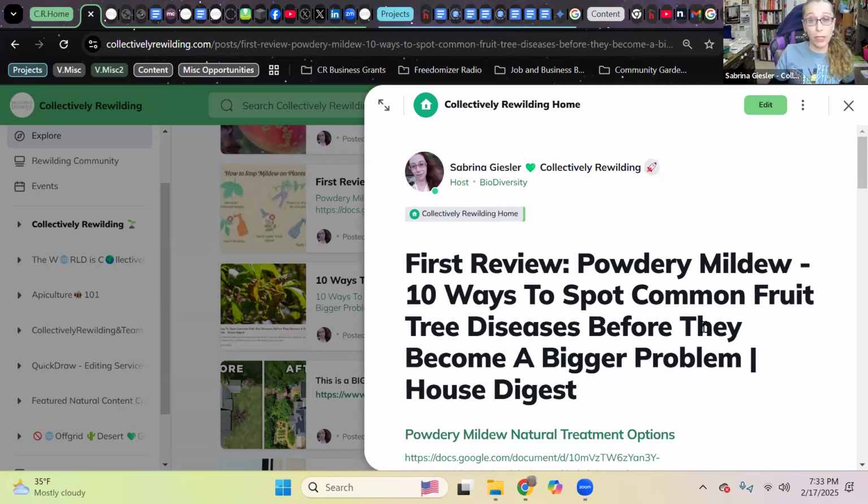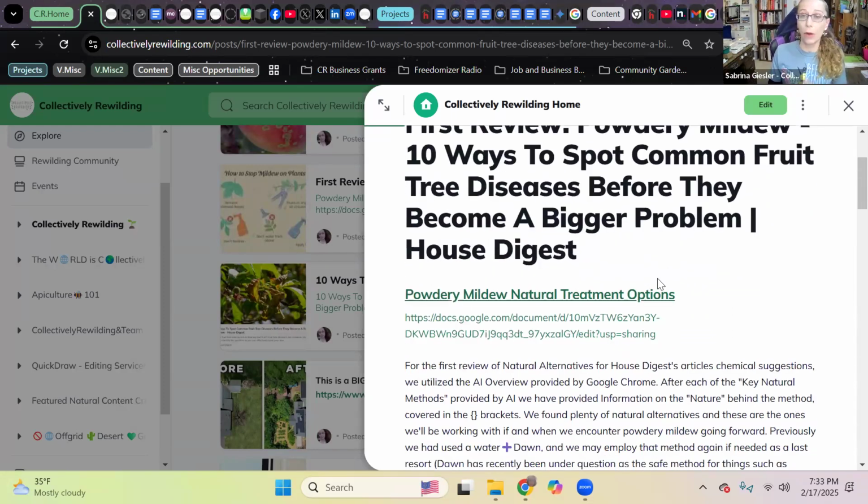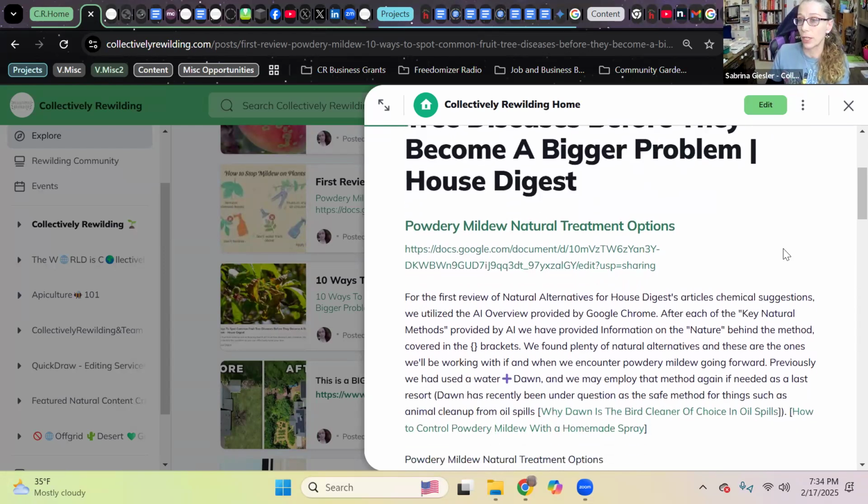The very first item that we covered, powdery mildew, is actually common not only to trees, but to plants, especially those kept indoors or in a greenhouse setting. So these are useful across the board, not just for trees. That's a really nice piece to start with, right? So, powdery mildew natural treatment options.